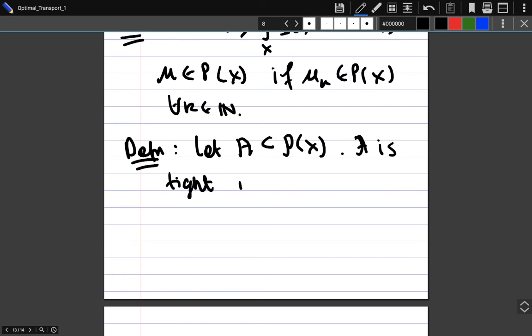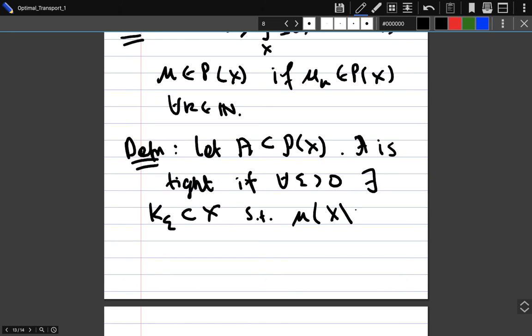This family is tight if for any epsilon positive you can find a compact set K of epsilon, which is a subset of X, such that when you take the measure of X minus K, this can be made arbitrarily small. And of course, you have to ask yourself, where does mu come from? Well, mu is of course a member of your family. So again, just to reiterate, a collection of probability measures is tight if for all the measures in the family you have this property that given any epsilon, you can find a compact set such that the complement of that compact set can be made arbitrarily small.